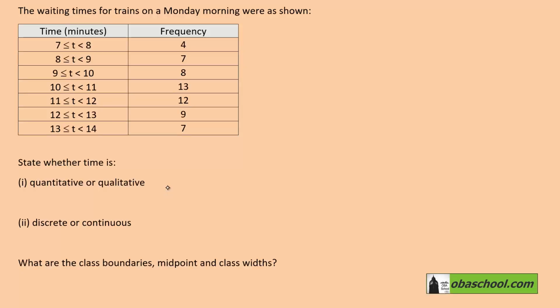The waiting times for trains on a Monday morning were as shown. State whether time is quantitative or qualitative. Well, it's quantitative because we know that time is a number. Discrete or continuous, it's continuous. And the guideline there is it's something we measure rather than something we count.